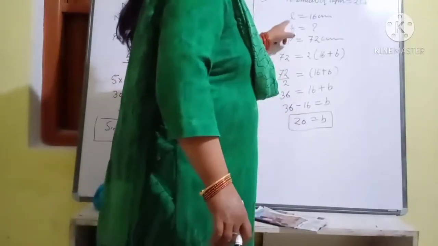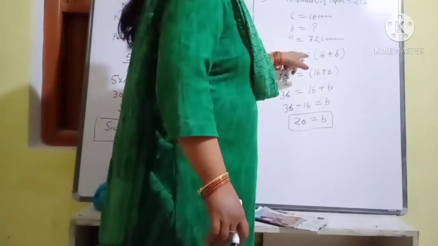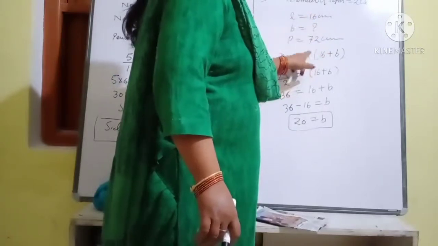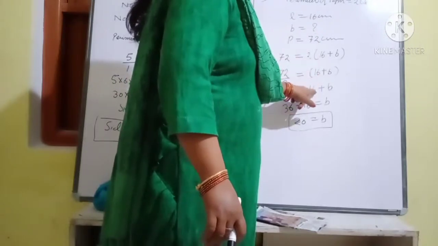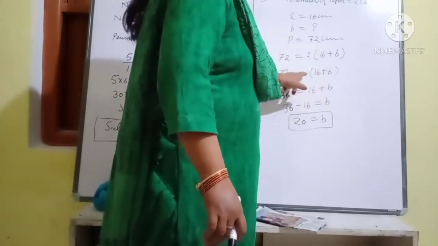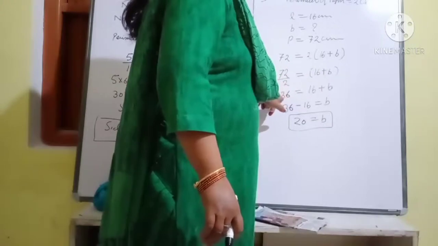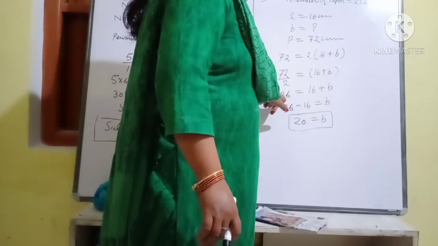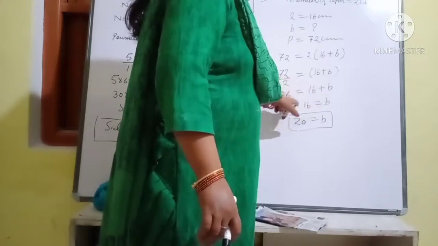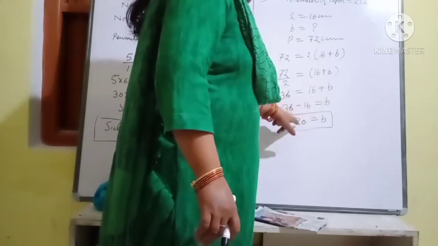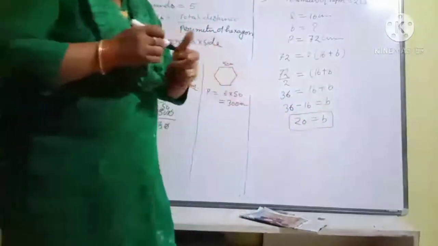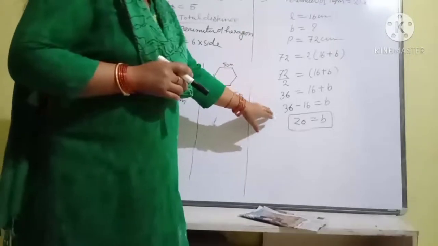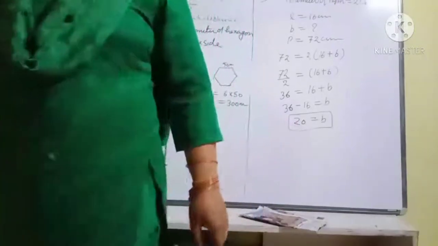Here the perimeter was given to you, 72. Then the length I have taken, because I don't know if it was length or breadth, so in place of length I have put the value. So in this way it will be 16 plus b, and this 2 will come in the division. So 72 divided by 2 will be equal to 36, and this 16 plus b, 36 minus 16 is equal to b, so b will be equal to 20 centimeter. So in this way we get the answer of question number 9, b is equal to 20 centimeter.